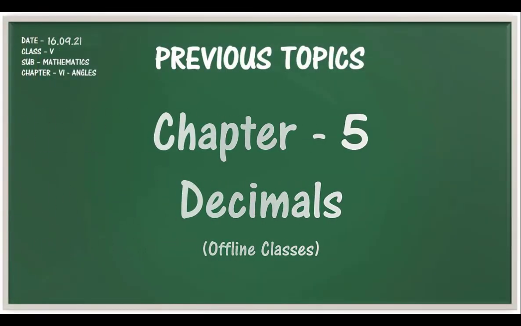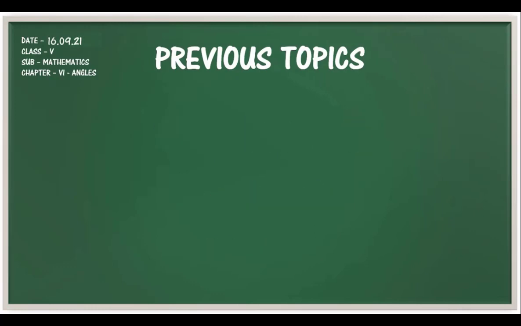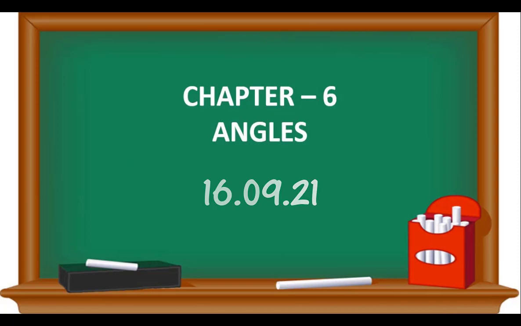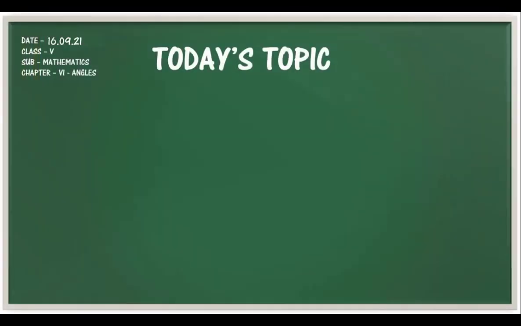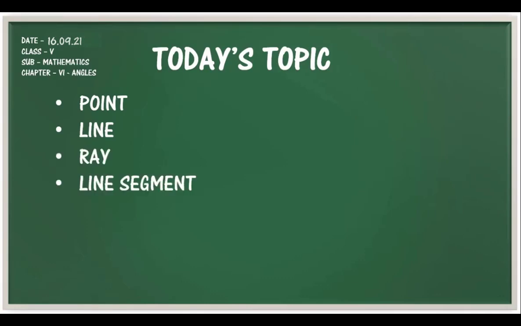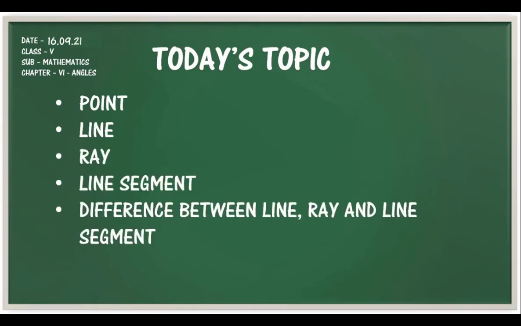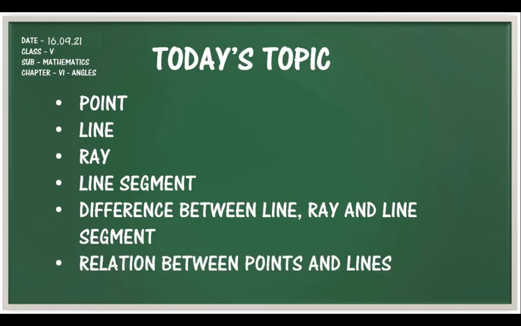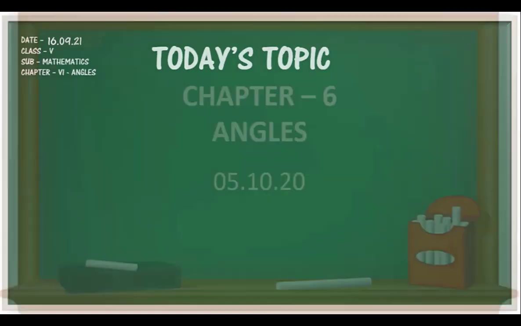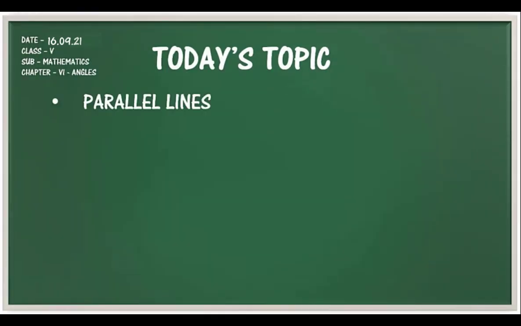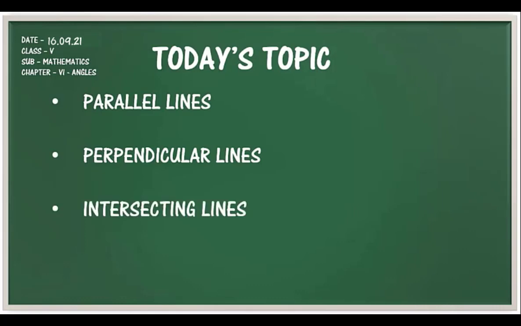In our previous classes, we have covered chapter number 5, decimals. Let's move forward with our syllabus. Today we are going to start a new chapter, chapter number 6, angles. The topics which we are going to study today are point, line, ray, line segment, difference between line, ray and line segment, relation between points and lines, parallel lines, perpendicular lines, intersecting lines and coplanar lines.